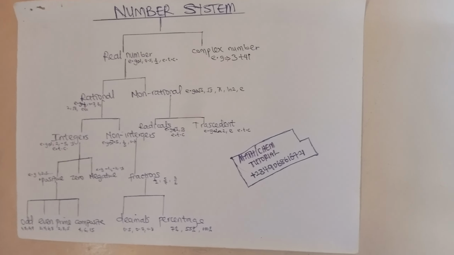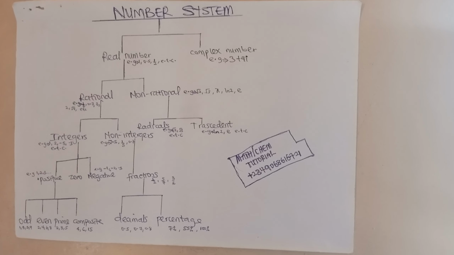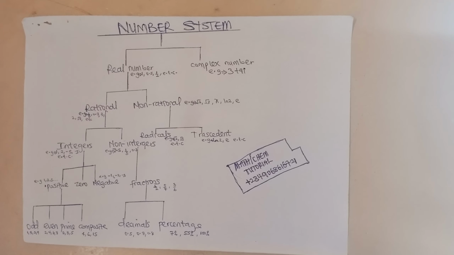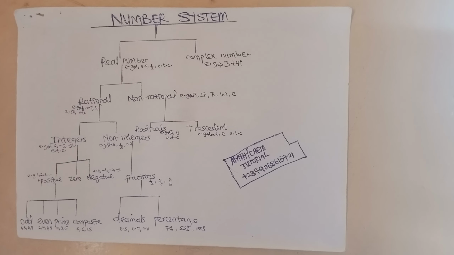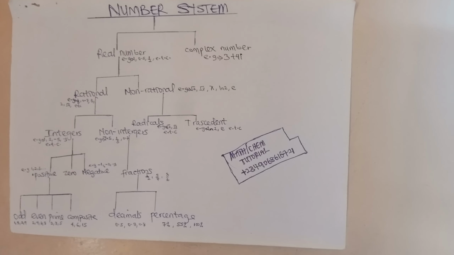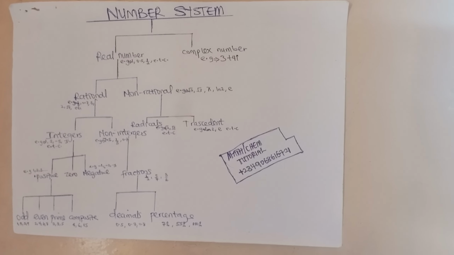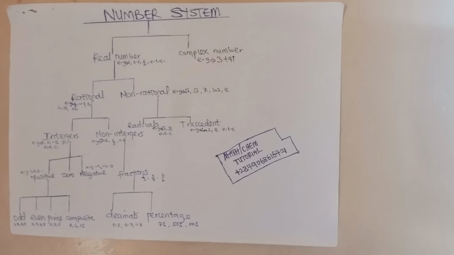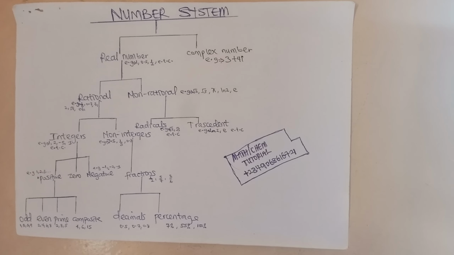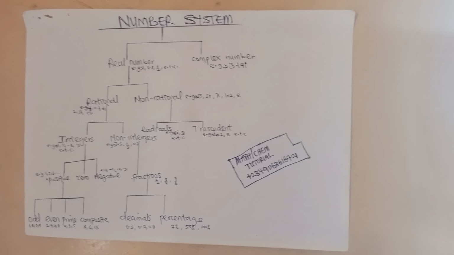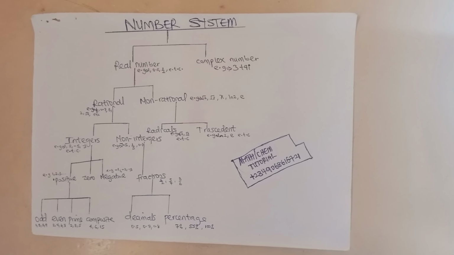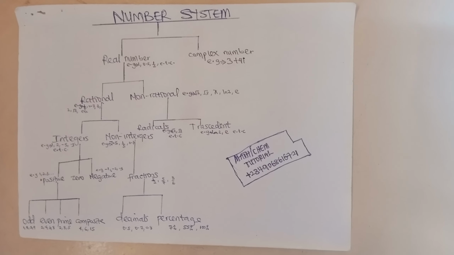Now, let's move to integer. Don't forget that I said earlier that integers are positive, 0, and negative, which are whole numbers. Don't write decimal and fractions as integer. Decimal and fractions, they are not integers. So now, under integers, we have positive, 0, and negative.